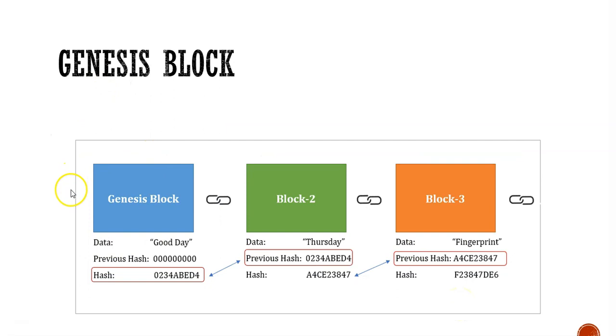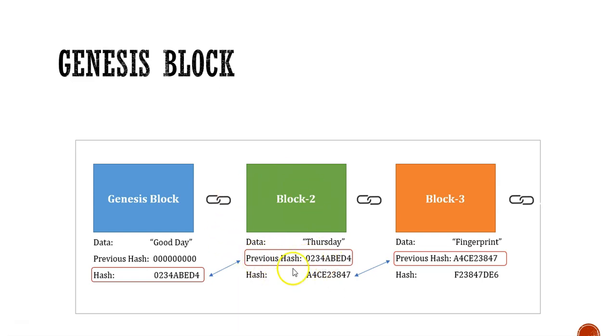There is a block which is created first initially, and this block is called a genesis block. If the genesis block is created first, then there will not be any previous block, right? So we will have the previous hash as 0. Consider the hash of this genesis block is 0234 ABED4. Basically, it will be a hexadecimal value. And this hexadecimal value will be substituted in the previous hash of block 2.